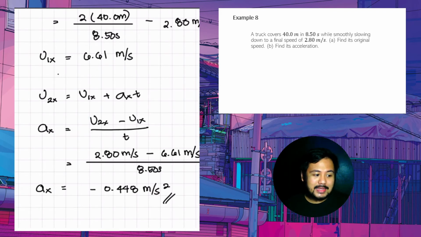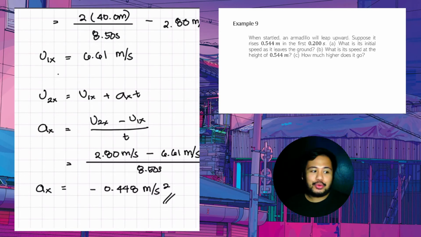Let's go now to example number 9. When startled, an armadillo will leap upward. Suppose it rises 0.544 meters in its first 0.20 seconds. A. What is its initial speed as it leaves the ground? B. What is its speed at the height of 0.544 meters? And C. How much higher does it go, or what is the change in position from the 0.544 meters?